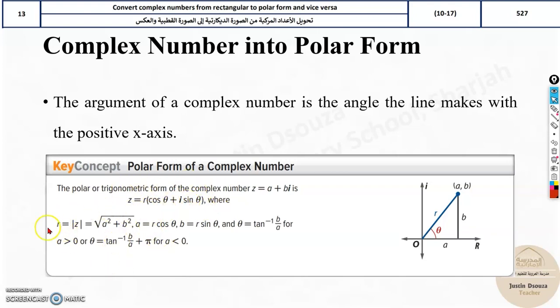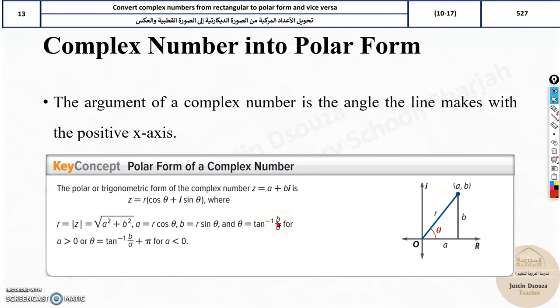And then this is basically the absolute value formula. And then we also need to know the argument. Argument is basically the angle theta. So these are the formulas for r, or the radius or the absolute value, which is given by absolute z. It's the square root of a square plus b square, where a is r cos theta, b is r sin theta, where theta is the angle, which can be found out by tan inverse b by a.